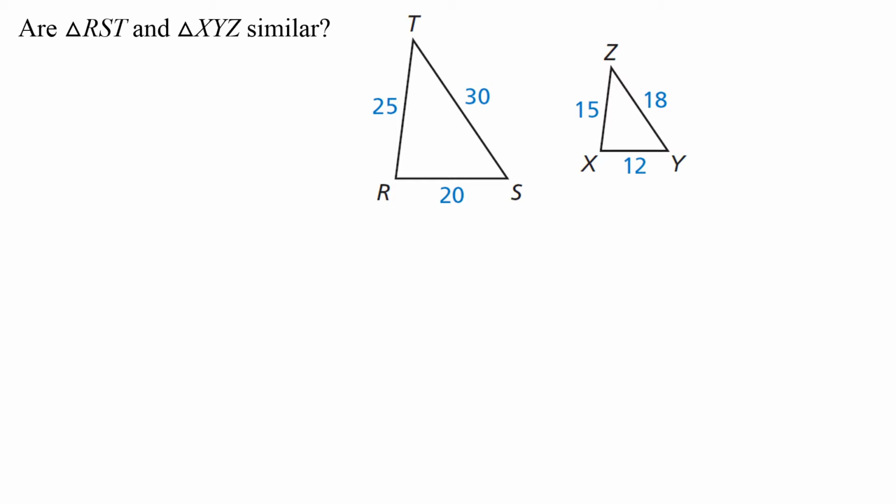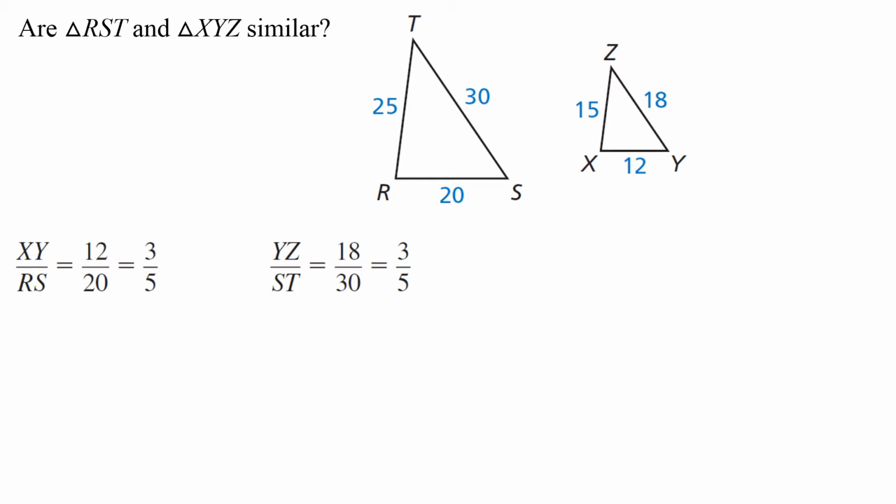Okay, are these two triangles similar? They sure look like it, but just looking and kind of guessing and eyeballing is not going to work out. So I've got to make sure that I compare XY with RS, because those are corresponding sides. And it looks like 12 over 20. I reduce the fraction, get 3/5. Now I'll compare YZ to ST, because those are corresponding sides. So 18 compares to 30.